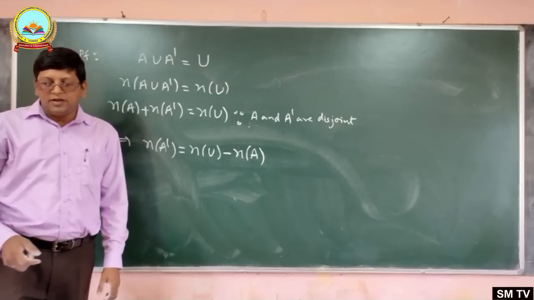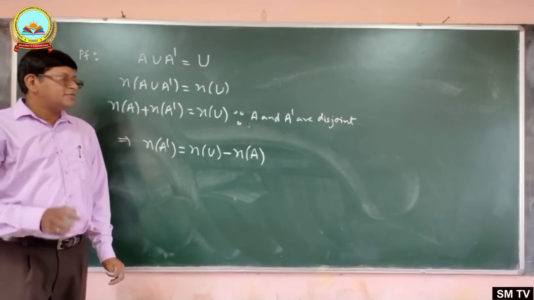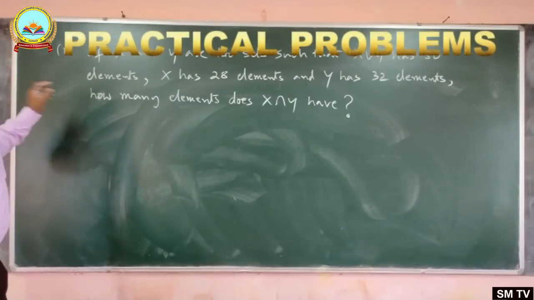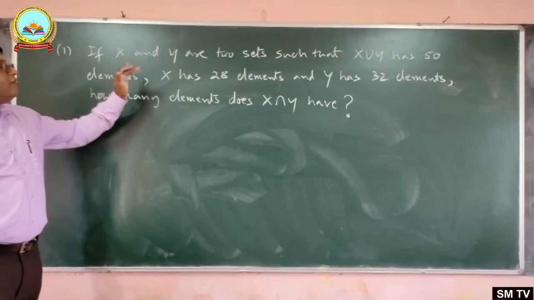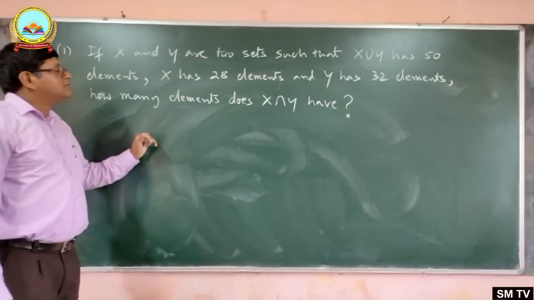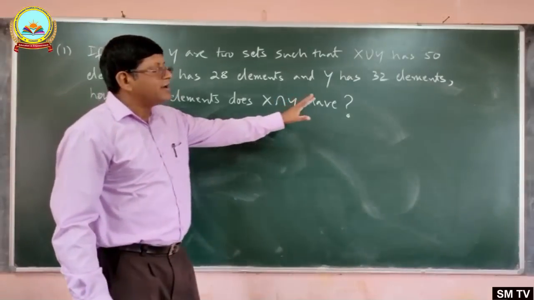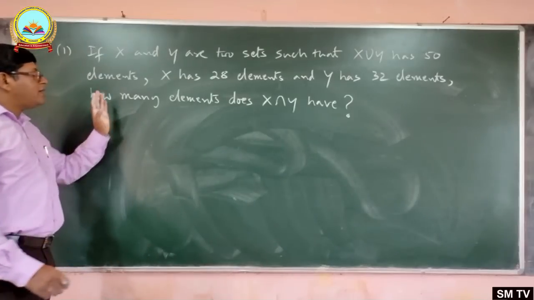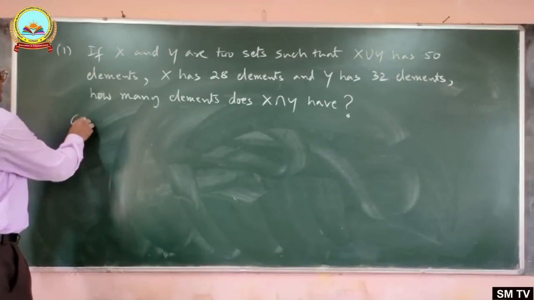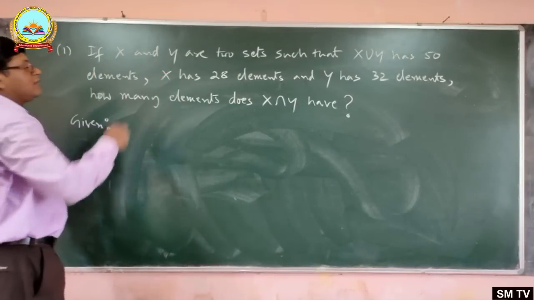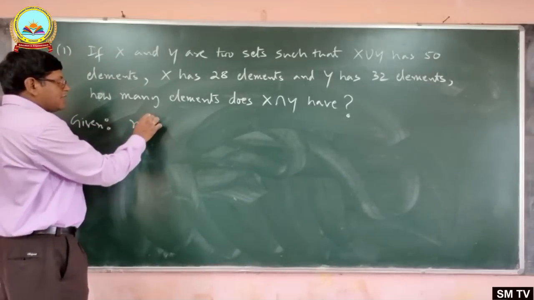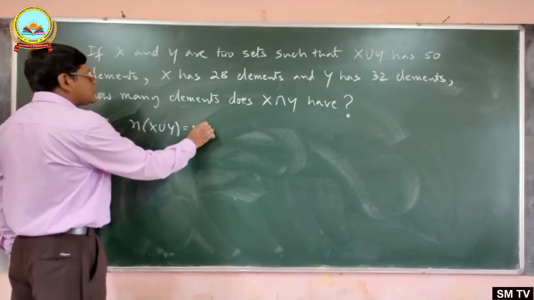So these are the important results. Now we are going to discuss some practical problems based on these results. First problem: if X and Y are two sets such that X union Y has 50 elements, set X has 28 elements, set Y has 32 elements. The question is, how many elements does the set X intersection Y have? Okay. So what is given here? Set X union Y has 50 elements. So we shall write it as n of X union Y is 50.